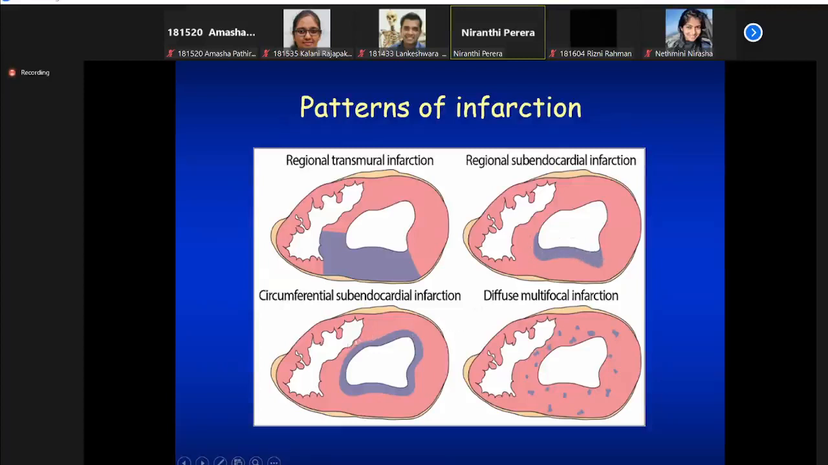Or you can have a circumferential subendocardial infarct, and you would get that if, say, you get sudden hypotension. Or you can have diffuse multifocal infarcts all over because there is fairly severe coronary atheroma, and some of these might be due to thrombosis, some due to vasospasm or whatever, right?